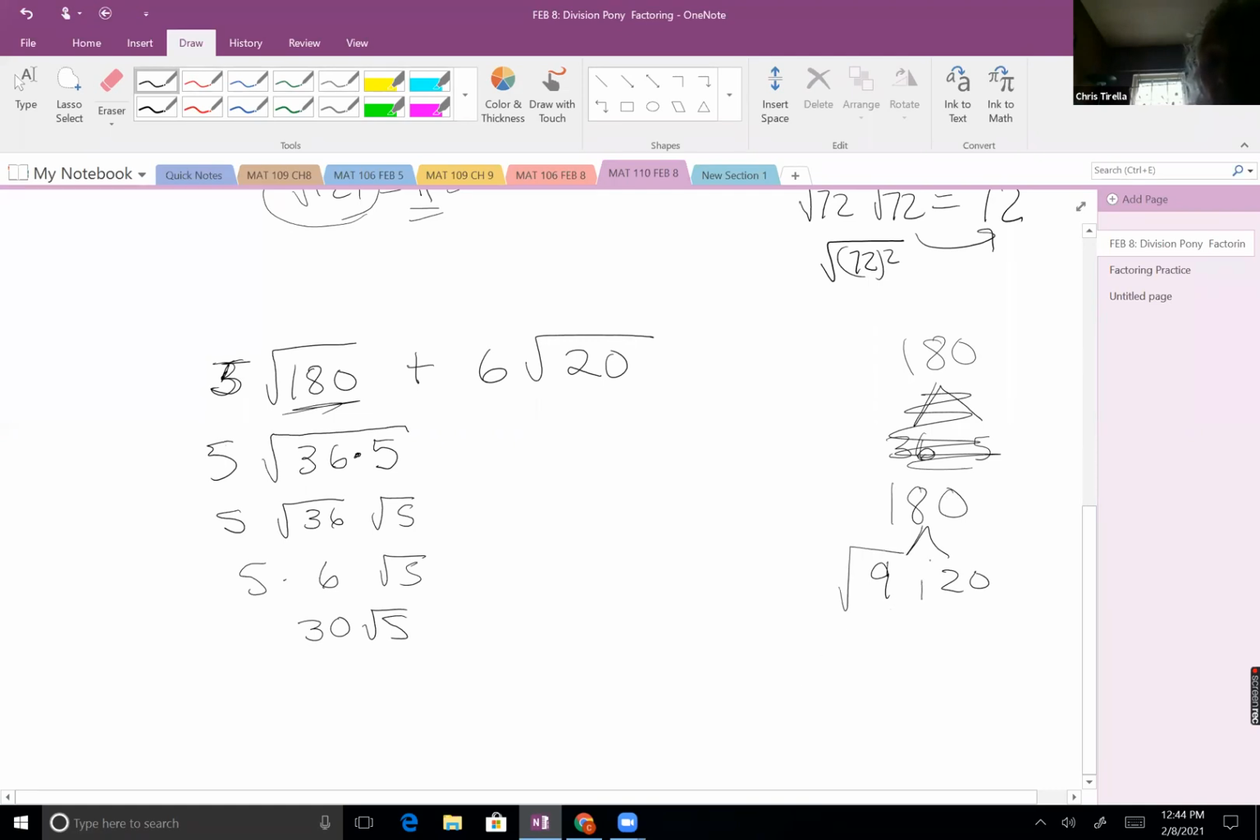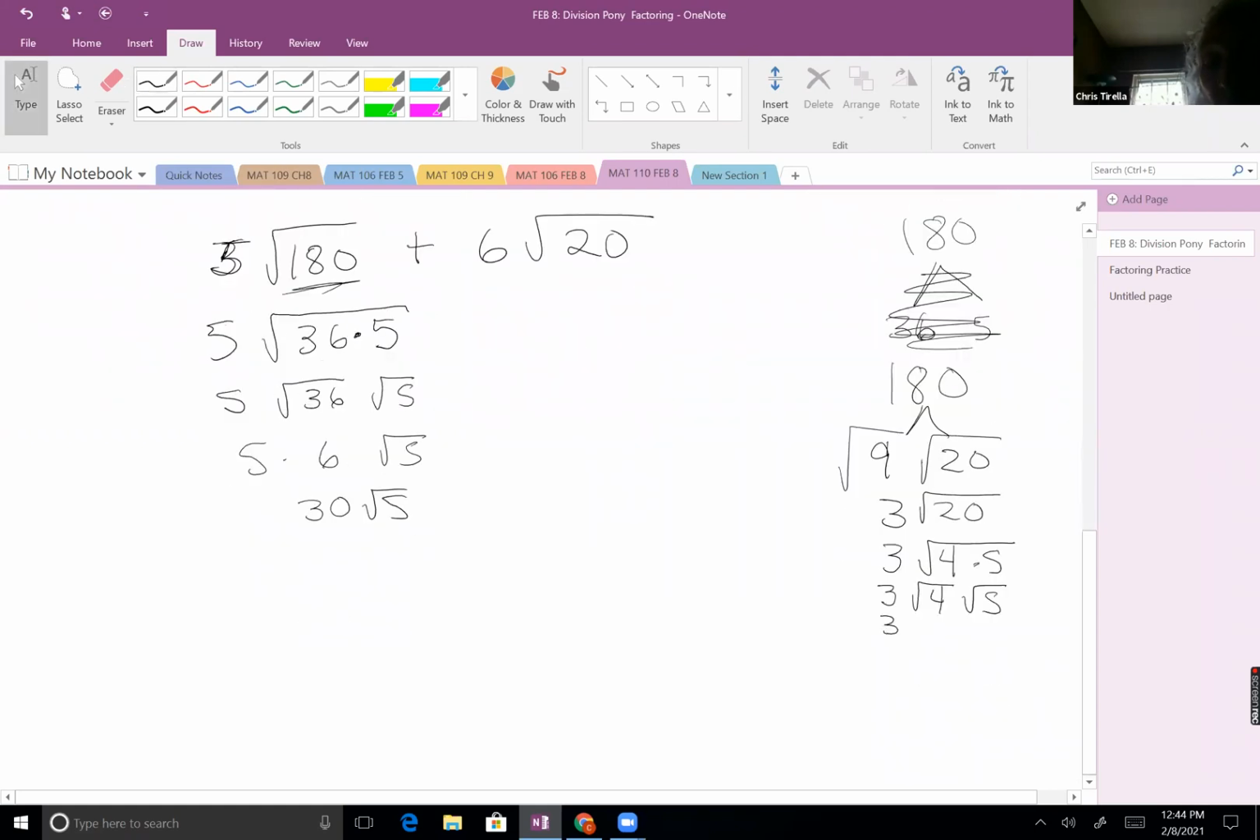We take the square root of 9 times the square root of 20, which gives me 3 square roots of 20. But 20 can still be broken down, right? What number goes into 20 that's a square? 4. So that gives me 3 times the square root of 4 times the square root of 5, or 3 times 2 times the square root of 5, or 6 square roots of 5. Notice that takes me to exactly the same place. It's just more work if you divide out smaller numbers to begin with.